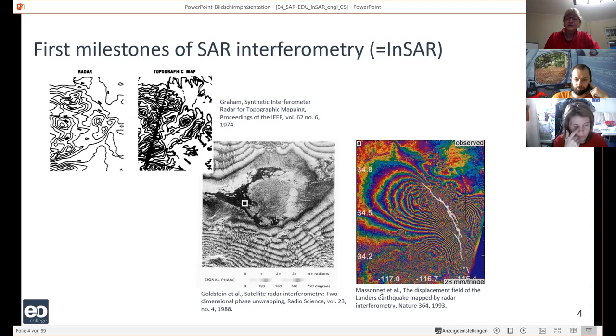Each of these, you learned the term fringe yesterday, each of these fringes represents 28 millimeters of change. So each of these color bars here is representing 28 millimeters of displacement. And as you can see, there is this crack going through, and there was actually a displacement of 1 meter. So we are looking at a place, Landers.